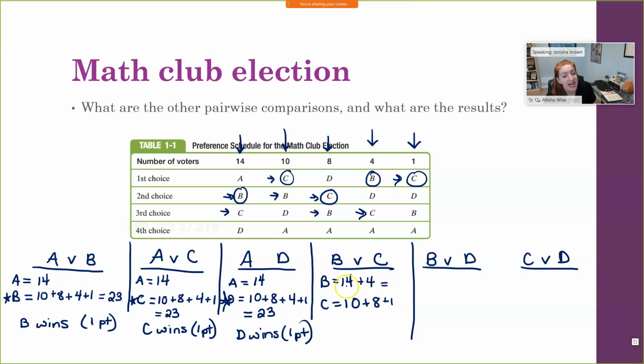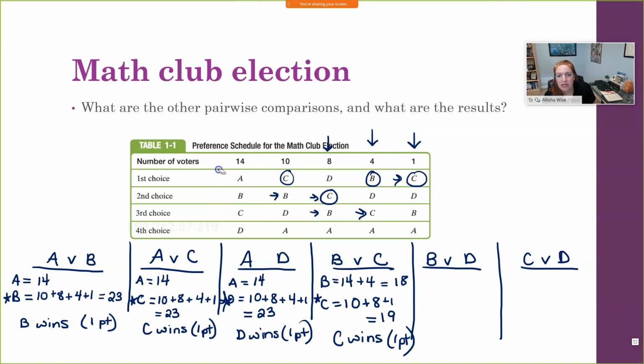So it looks like B has a total of 18 points and C has a total of 19. So C does just edge out B here. Exactly. So C will get 1 point. We just have 2 more battles that we need to do, so let's go ahead and knock those out.